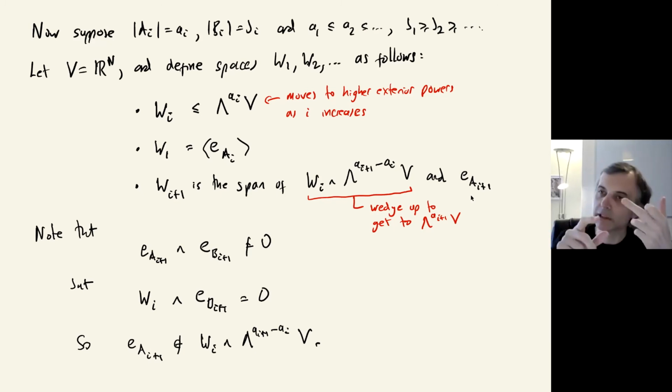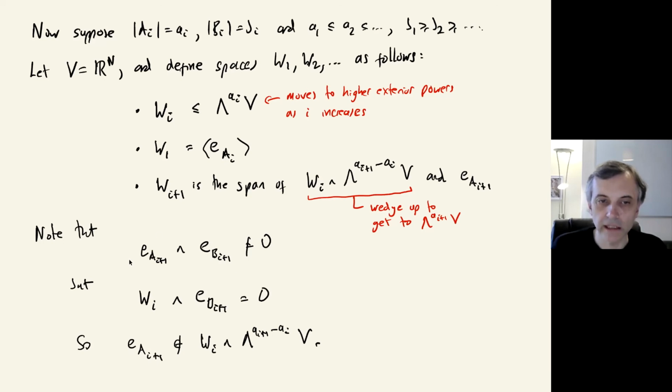Now you throw in the 3 set, take the upper shadow twice. Now you've got a 5 set, throw that in. Okay, so we're doing the same thing in the exterior algebra. Okay, now let's note A_{i+1} and B_{i+1} are disjoint.